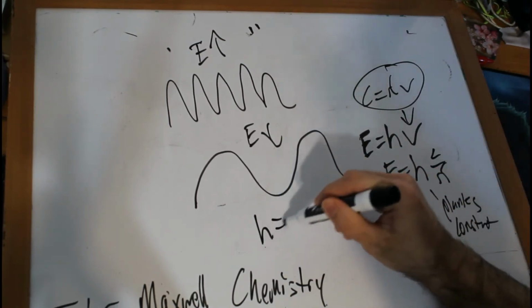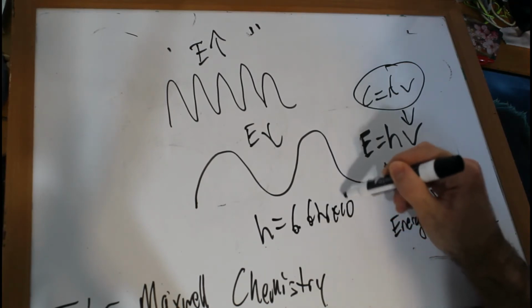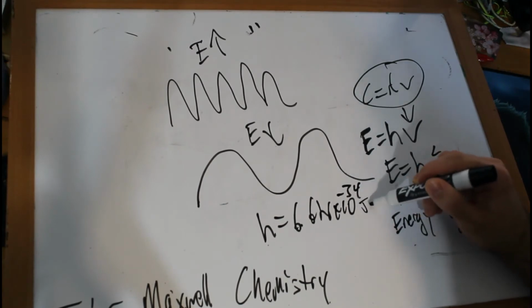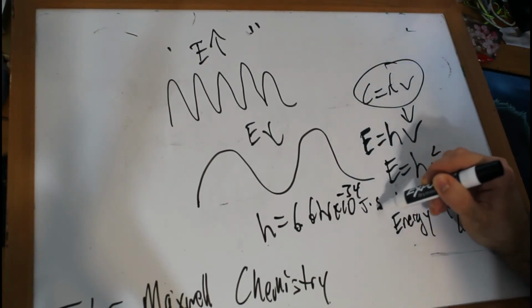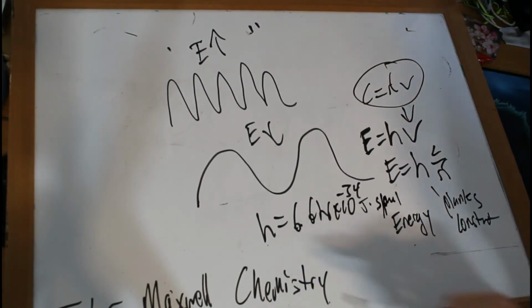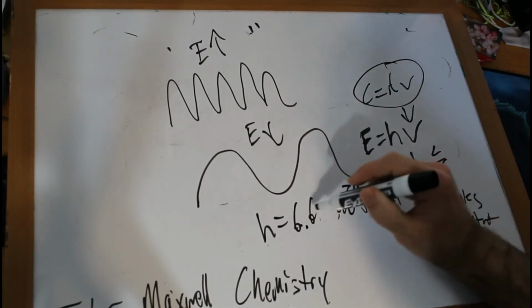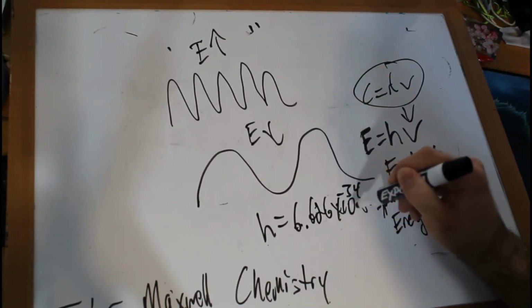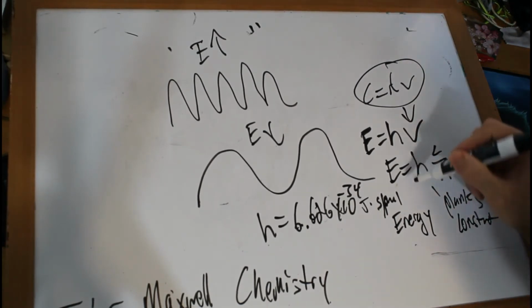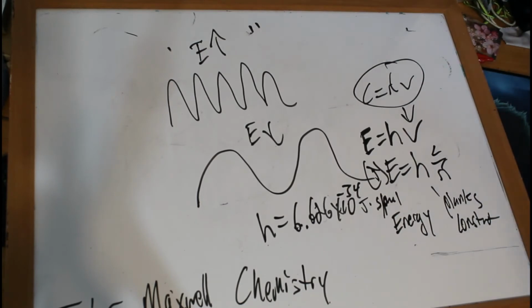So h is equal to 6.626 times 10 to the negative 34 joules per second per photon. So that's just another constant. It's called Planck's constant, 6.626 times 10 to the negative 34. And energy is in joules, just regular energy.